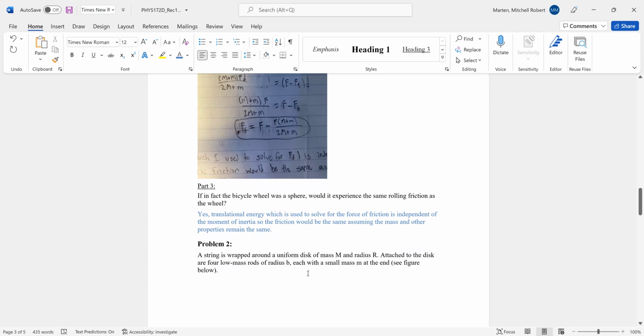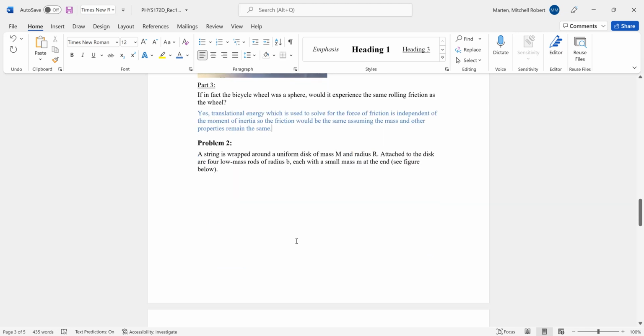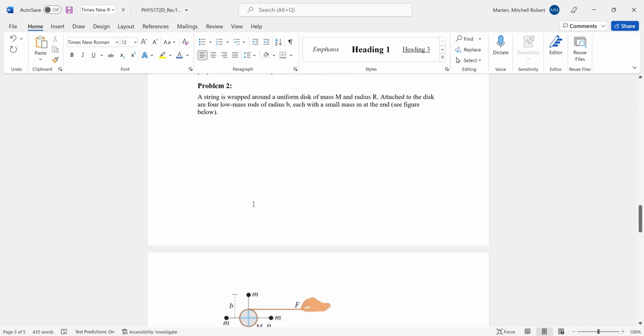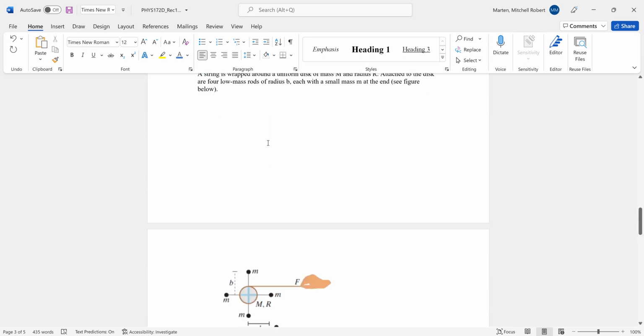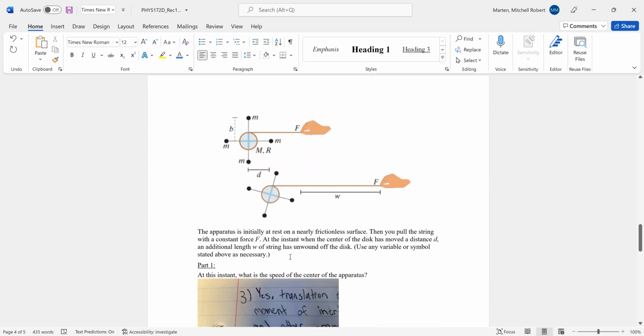Okay, and then part two. So part two asks about a string that is wrapped around a uniform disk of mass M with radius big R. And then attached to the disk are 4 low mass rods, each with radius B. And then they have a small mass little m at the end of each of them. So this is like the diagram.